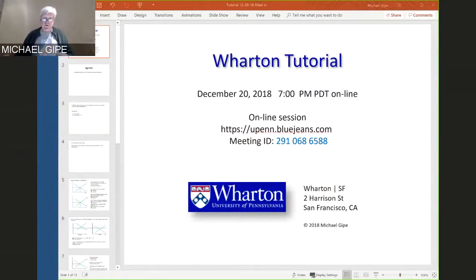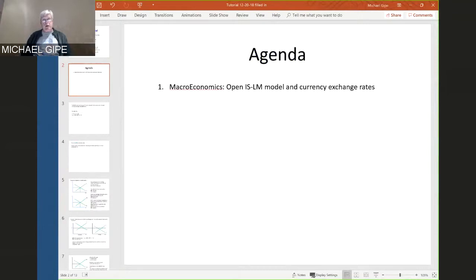Another tutorial session. Tonight we're going to talk about macroeconomics, and we'll fill out kind of the last part of the course where we expand the ISLM model to the open economy and see how currency exchange rates are used to bring both countries into balance, into equilibrium.